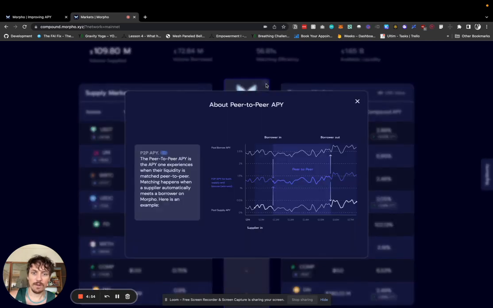So if I want to know more about the peer-to-peer, I get this modal, and again, they're reinforcing the value proposition, matching, and they say that matching happens when a supplier automatically meets a borrower on Morpho. Here's an example. Very interesting concept.